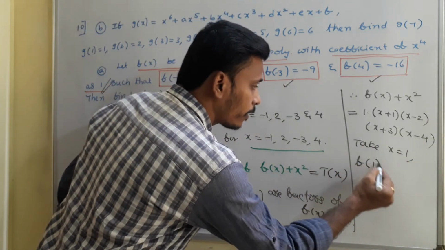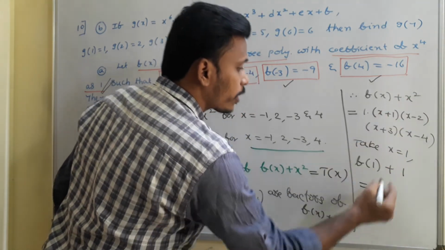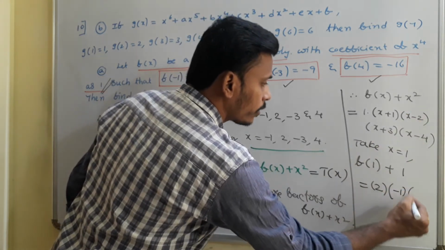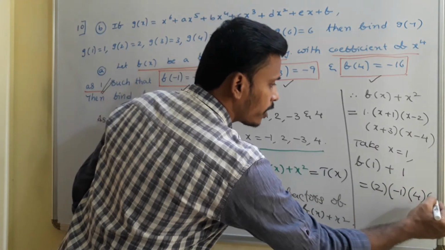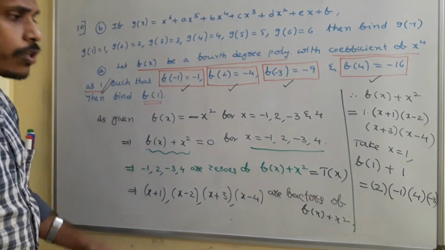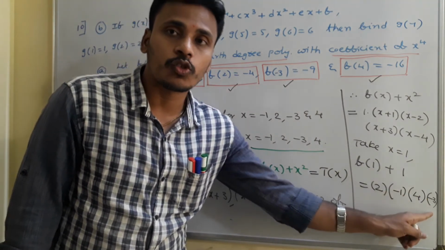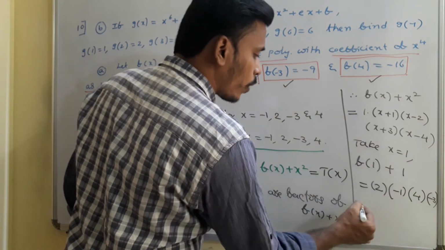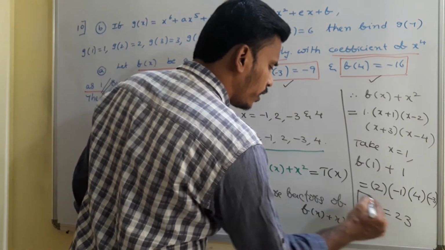f of 1 plus 1 square is 1 is equal to (1 plus 1 is 2) into (1 minus 2 is minus 1) into (1 plus 3 is 4) and (1 minus 4 is minus 3). So you just simplify it. 4 2's is 8, 8 3's is 24, minus into minus is plus. This value is 24, send that one that side, you will get that f of 1 is equal to 23.